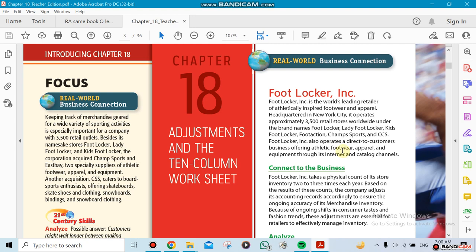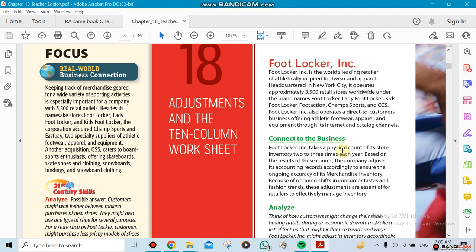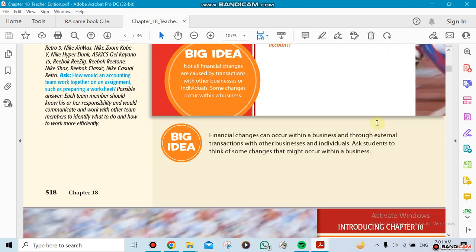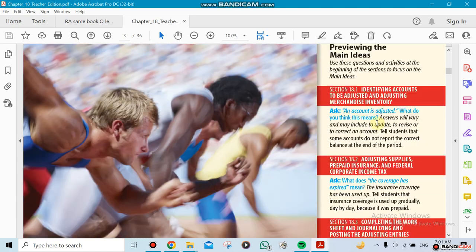and the 10 column worksheet. So now remember, the chapters before, we did the 6 column worksheet. Now we're going to be adding 4 more columns. The 4 columns that we're adding are going to be the adjustment.